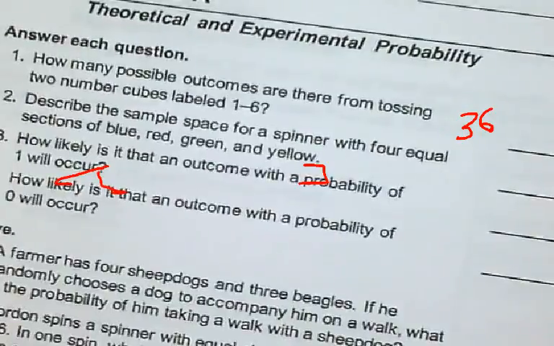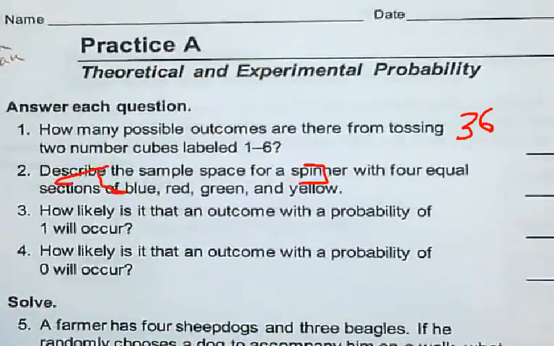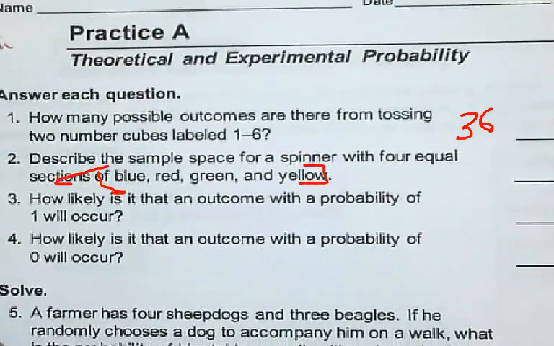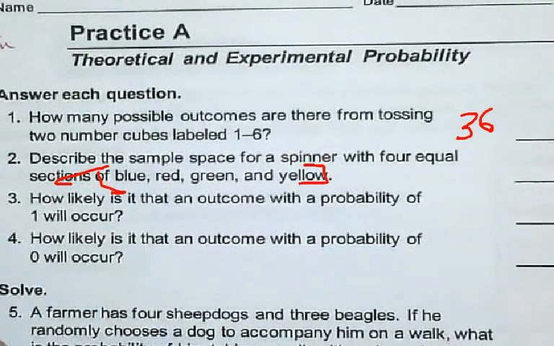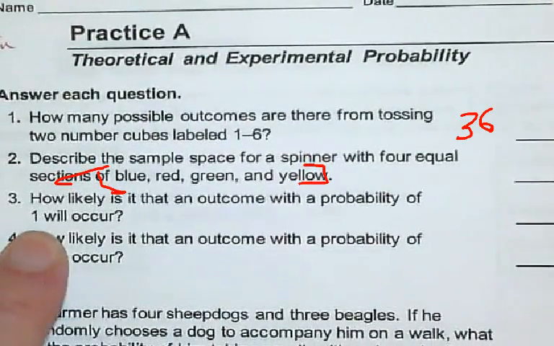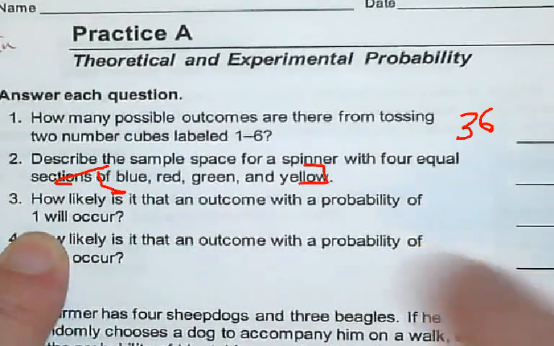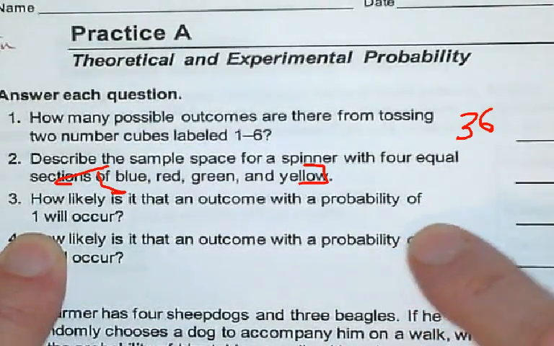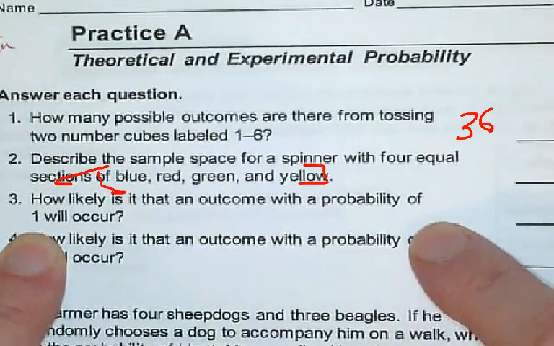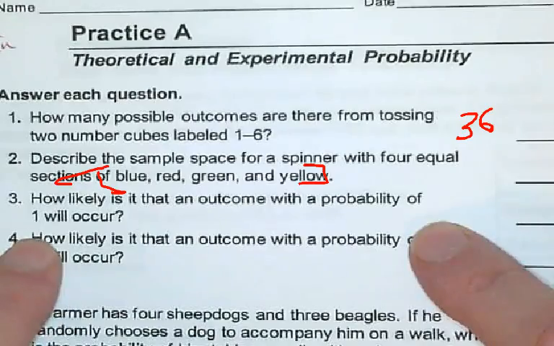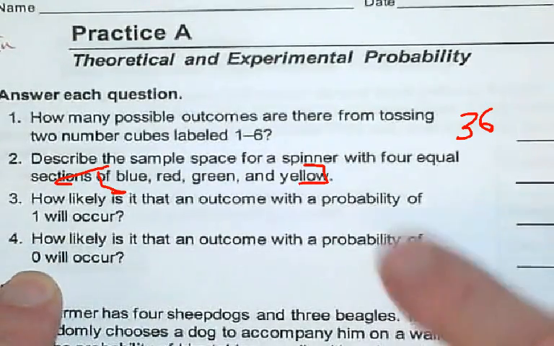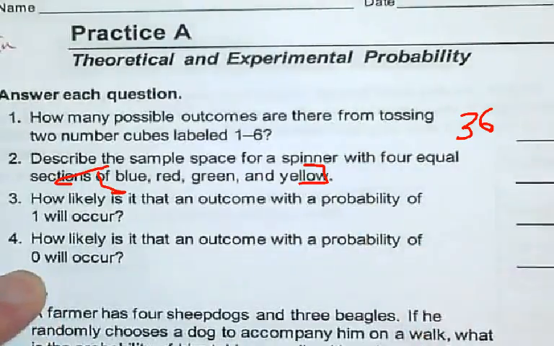So we know the answer to this. How likely is it that if the probability is 1, it's very likely, right? It's certain that it'll happen. It's always going to happen if the probability is 1. And if the probability is 0, it's never going to happen. Never, never, never. So we know that. So now let's look at a couple of these.